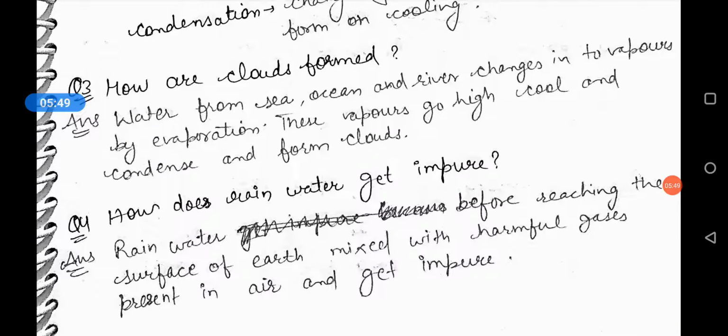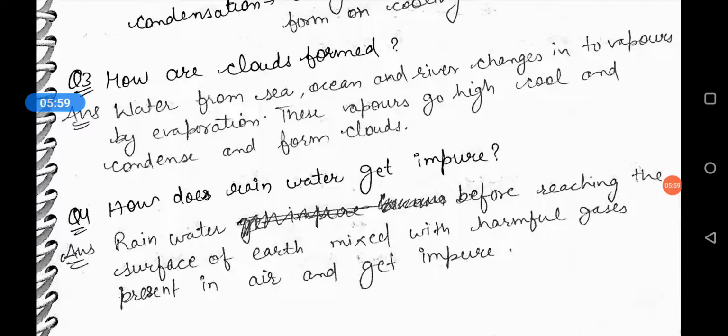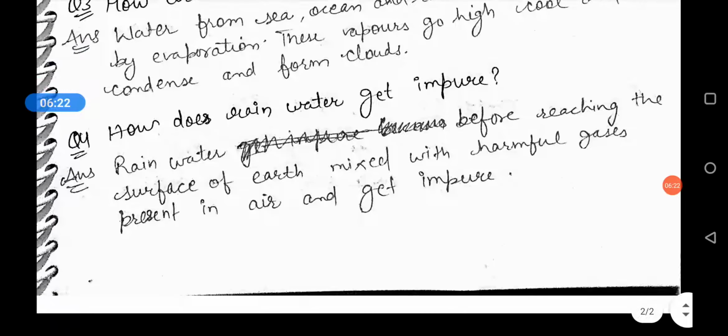How? In between the clouds and the earth, there is a lot of air present in the atmosphere. In the air, there are lots of harmful gases, and this rainwater gets mixed with these harmful gases and becomes impure. So the answer is: rainwater, before reaching the surface of the earth, mixes with the harmful gases present in the air and gets impure. So these are the 4 questions of part E.